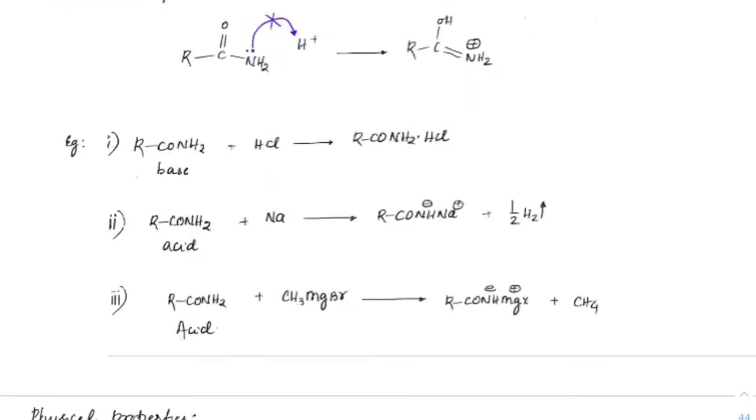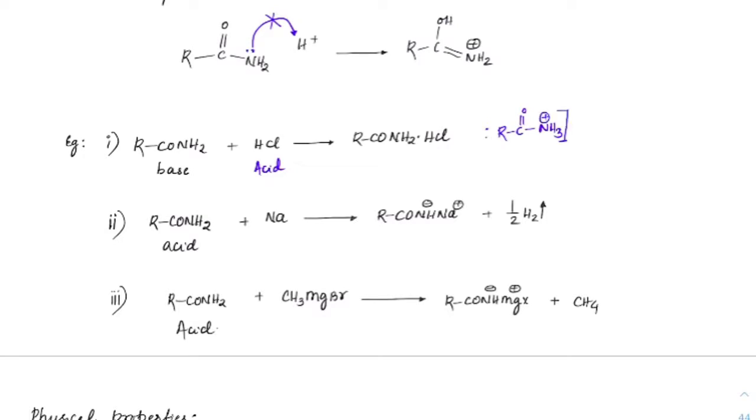See how it is. Suppose we add RCONH2 with HCl. While HCl is the acid, the amide will act like a base now and form a salt here, RC double bond O NH2 dot HCl. This would be RC double bond O NH3 plus and Cl minus like this. But like I said, it's difficult to show the proton on the ammonia here, so that's why usually it is always shown as dot.